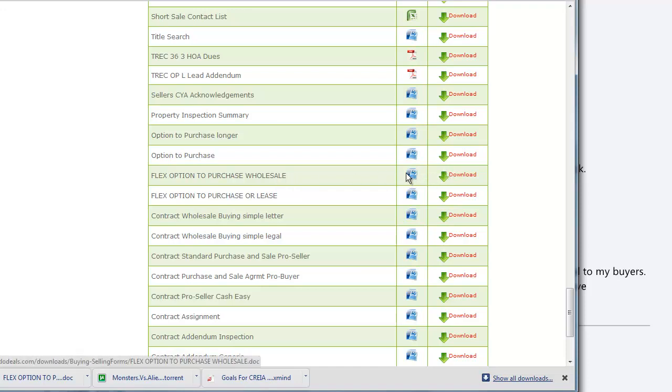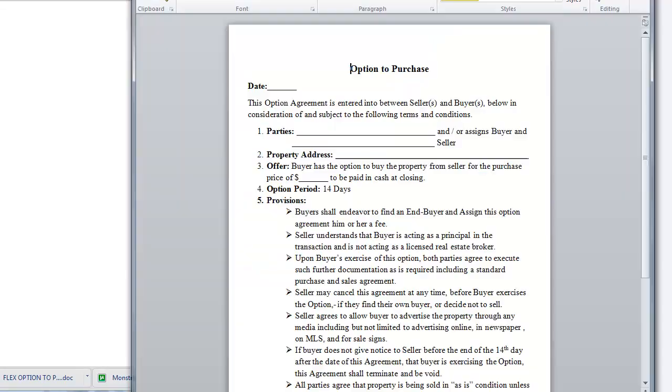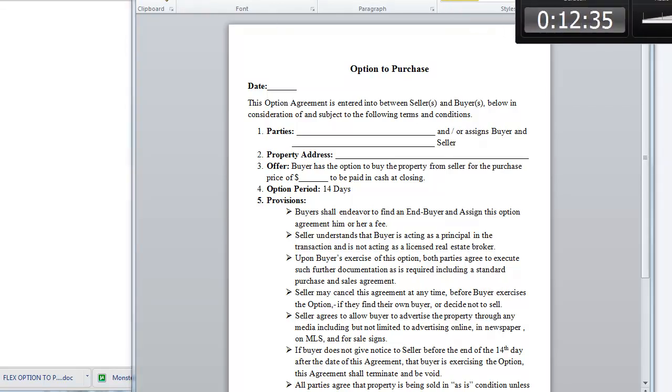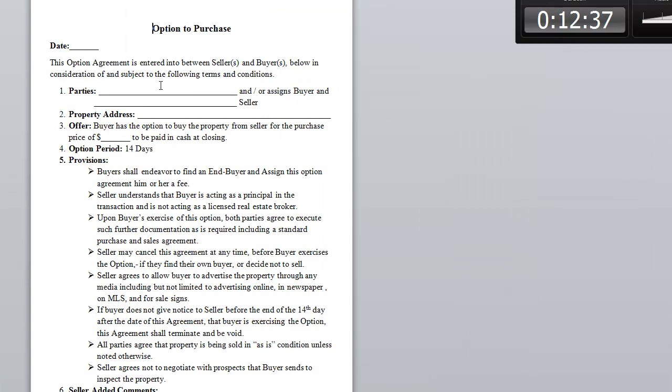Okay. Flex option to purchase wholesale. All right, so just click on there to download it. And the document looks something like this. So in here it doesn't say anything about flex option to purchase wholesale. It just says option to purchase. Okay. And this is where you're going to put in your name. This is where you're going to put the seller's name or the wholesaler's name.